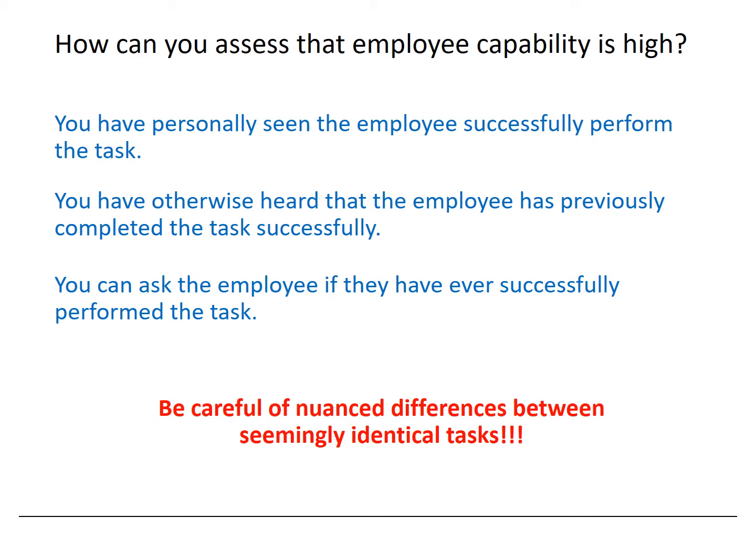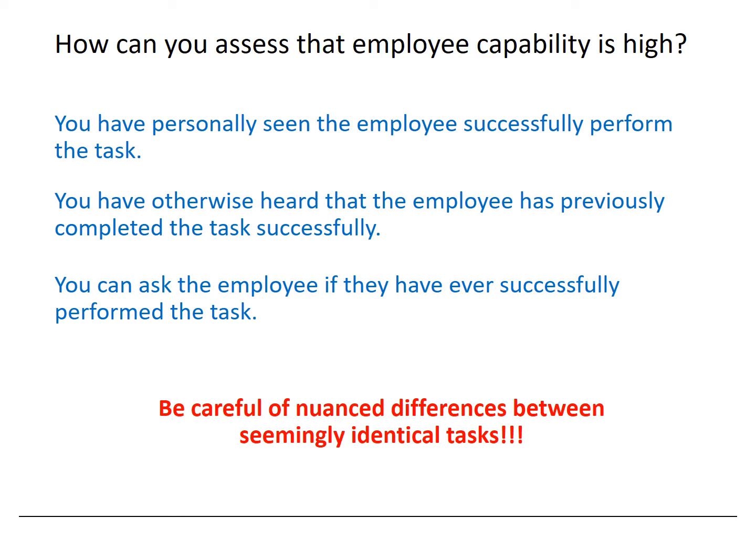One more caution. Be careful of nuanced differences between seemingly identical tasks. Let's go back to the example we've been using, delegating an employee to help a customer. I cheated in those previous examples. I said that if we've seen the employee successfully help a customer in the past, we can assume their capability is high and we can confidently delegate the task to them. But that's not fully true.